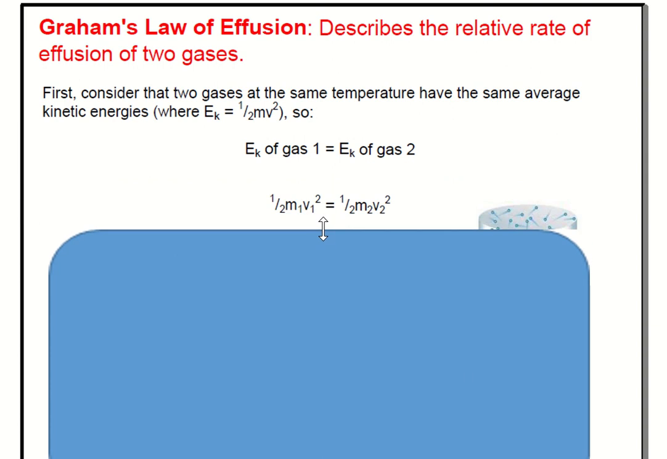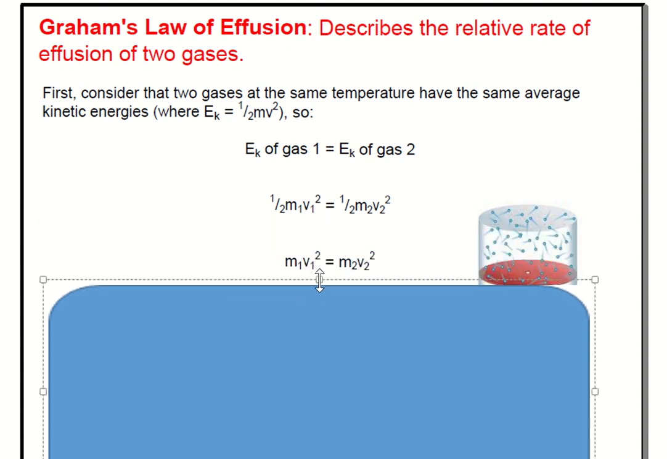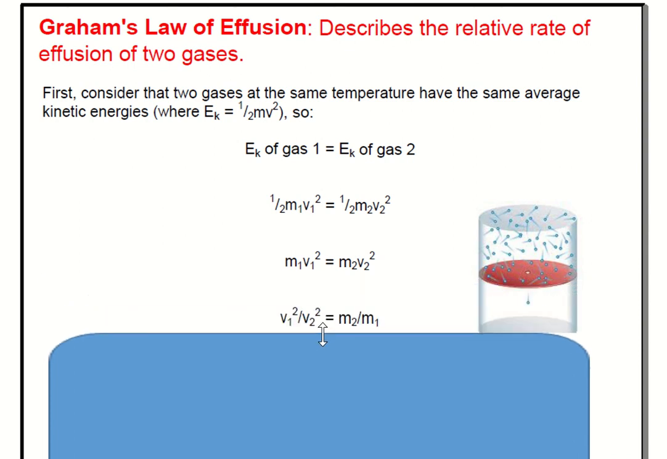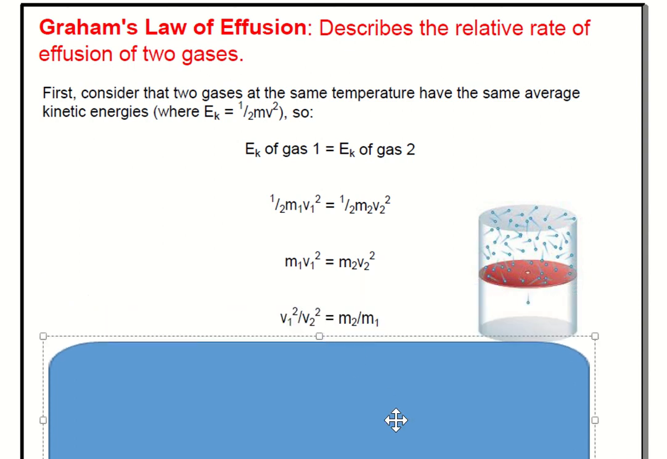From that, we can replace the equation now and say that 1/2 mv squared for gas 1 is equal to 1/2 mv squared for gas 2. Again, same kinetic energies because they're at the same temperatures. Then we can simplify and get rid of that half and say mv squared for gas 1 equals mv squared for gas 2. Rearrange a little bit and get v1 squared over v2 squared equals m2 over m1.